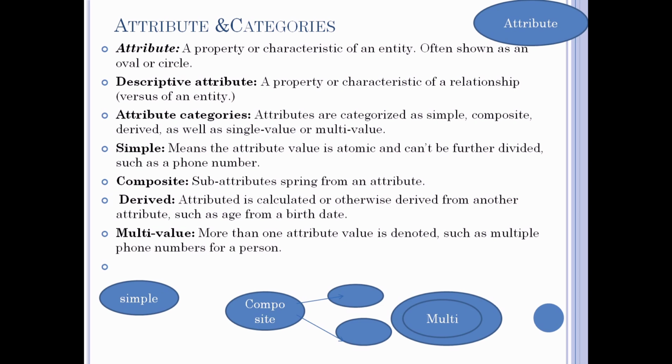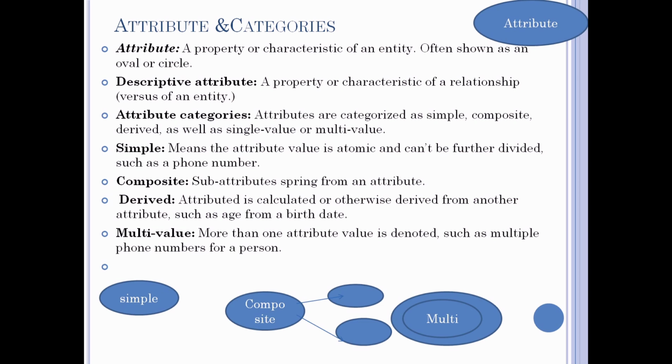What is a simple attribute? A simple attribute means the attribute value is atomic and cannot be divided further. The example for a simple attribute is the phone number. A phone number is a 10-digit number, and we can't divide the whole 10 digits further. That is common to all human beings. Second one, composite attribute. A composite attribute means the attribute can be subdivided into two or more attributes. For example, name can be further divided into first name and last name. This is called a composite attribute.